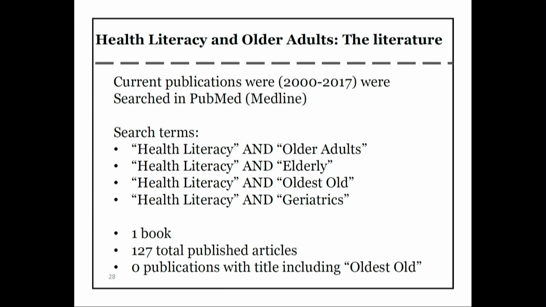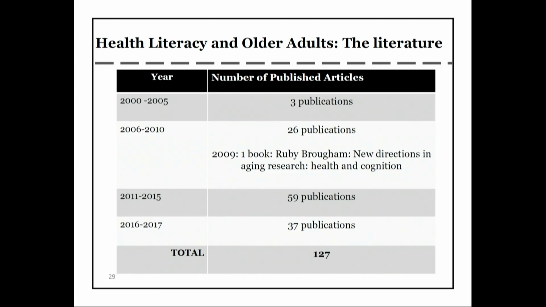But there were 0 publications that had oldest of old in their title. So there's still a lot of opportunity to do research that breaks the oldest of old down into the 3 groups. So by year, from 2000 to 2005, there were 3 publications. Then in 2006 to 2010, that 5-year period, it blossomed to 26 publications, and that's where the book came in. Then in 2011 to 2015, we have 59. So again, more publications in the area. And then there's just 1 year hanging out there for 2016 to 2017, and we still had 37 publications. So we had a total of 127 publications in this area, but it's grown over time.